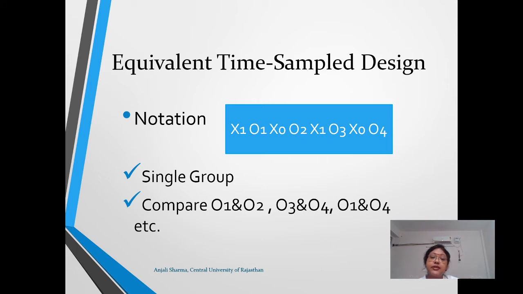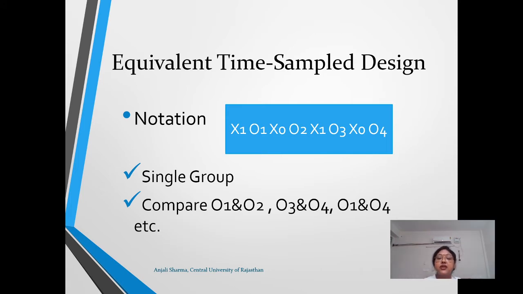In the equivalent time sample design, you can see here we will proceed with the help of the notation. The notation given here is X1, then O1, X0 meaning no experiment, no treatment, O2, and then X1 again, then O3, and X0 again, no experiment, and O4 is again testing.